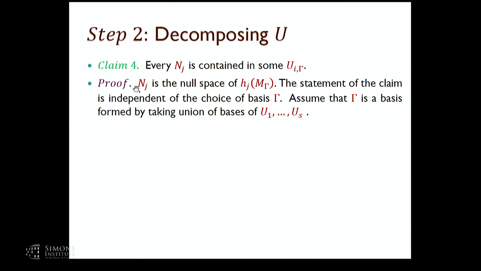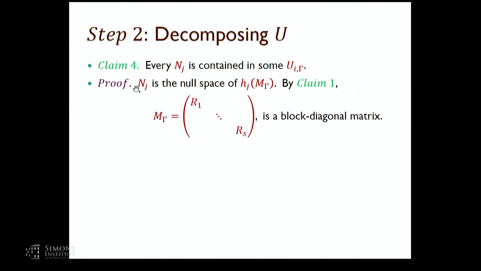Okay, so let me quickly go over it. The statement does not quite depend on the choice of the basis. So I'm going to prove it with an easier choice of basis, where gamma is found by taking unions of bases of U1 through US. With this, every operator in S would be block diagonal, because the UIs are invariant spaces. So they map UI to UI, so it would be block diagonal.